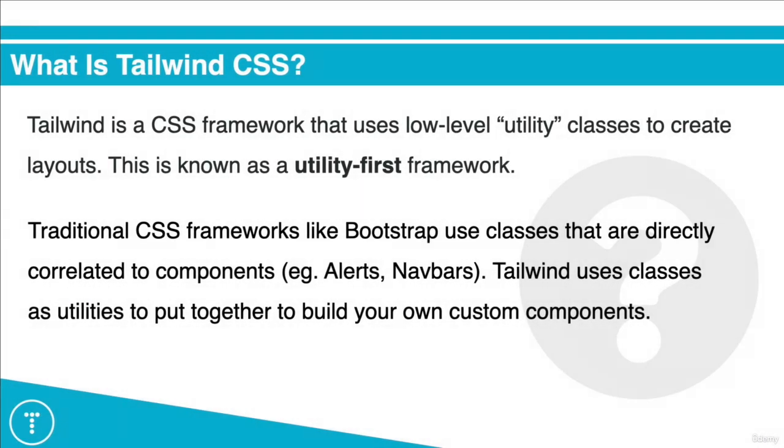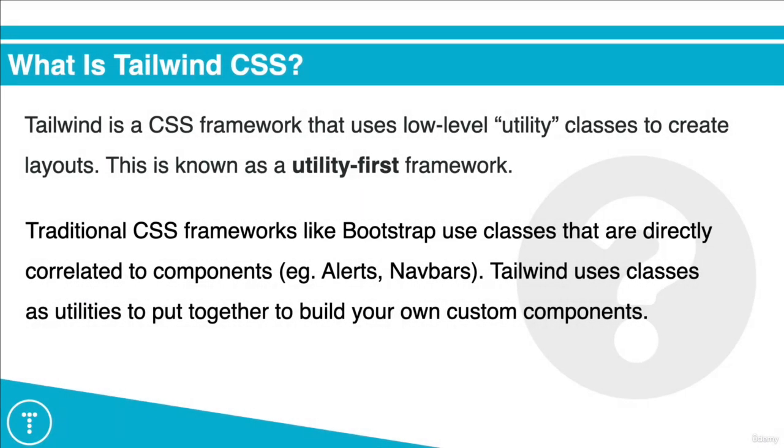So Tailwind is a CSS framework that uses very low-level utility classes to create layouts. And it's known as what's called a utility-first framework. And in this video, we're going to do quite a bit of comparison with Bootstrap just because it's the most popular CSS framework. It's been around for a while, and most other frameworks are very similar to Bootstrap. So you can just replace the word Bootstrap with Foundation or Materialize or any other framework.